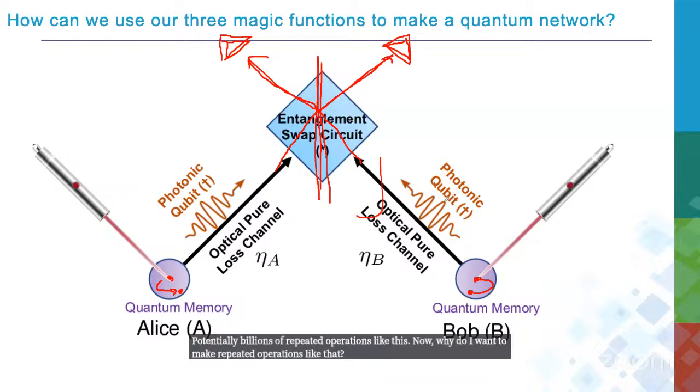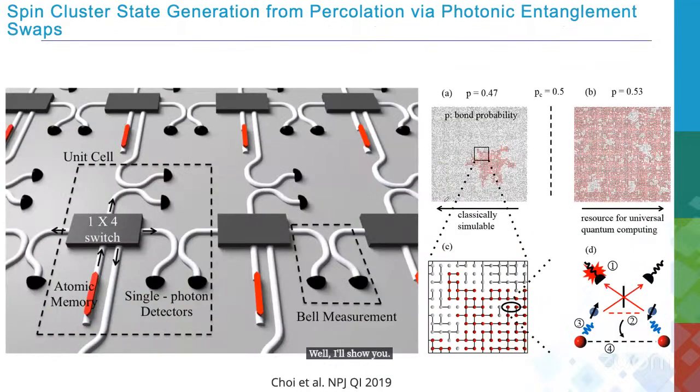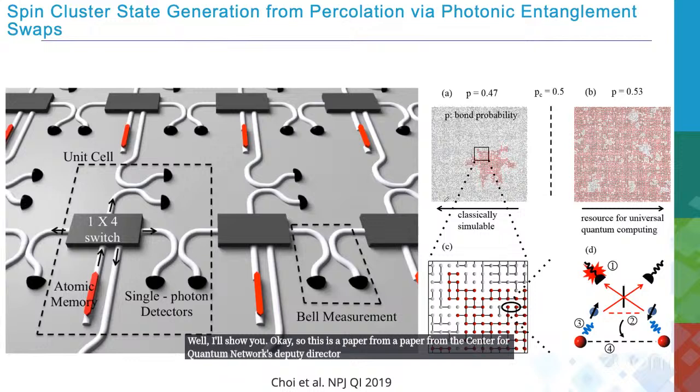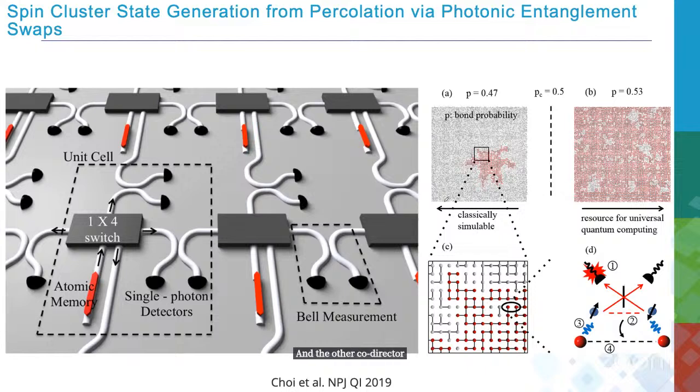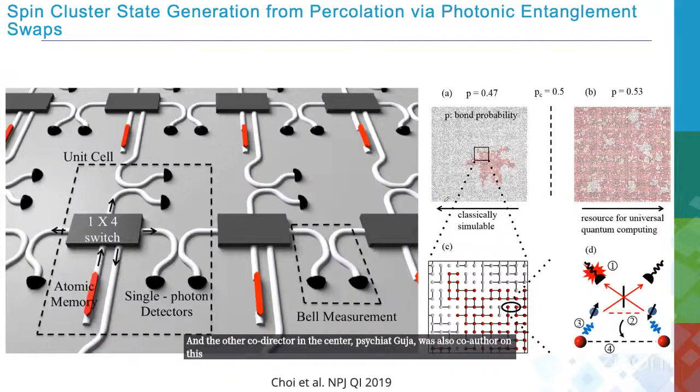Well, I'll show you. This is a paper from the Center for Quantum Networks Deputy Director Dirk England's group at MIT from, I guess, about 5 years ago now. Chuck Choi was the first author here. That's the citation at the bottom. And the other co-director in the center, Saikat Guha, was also a co-author on this paper. What this paper describes is going to get a little bit heady, but I want to try to explain it in a way that helps you all follow along.